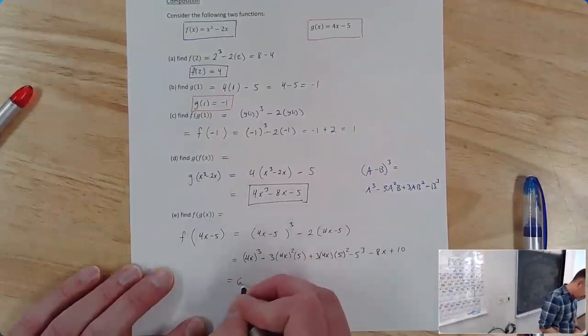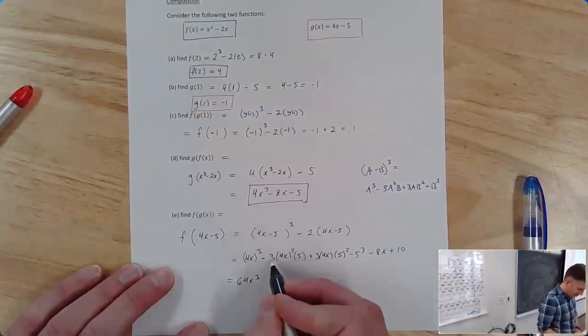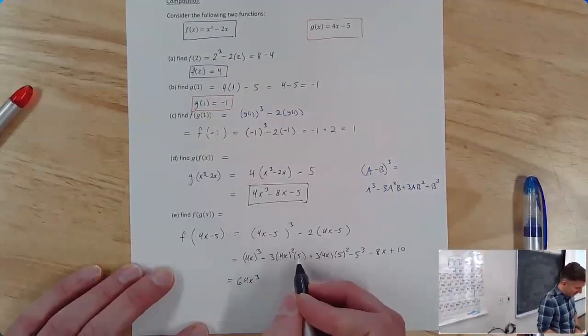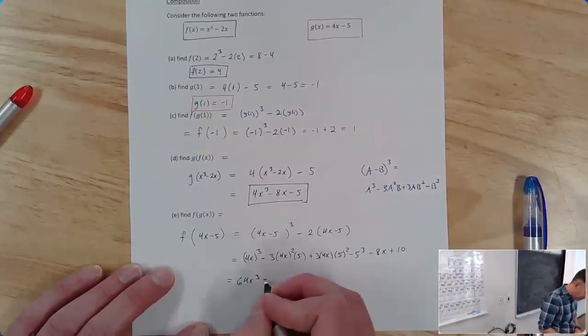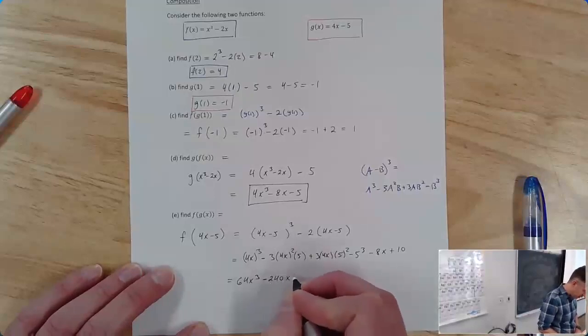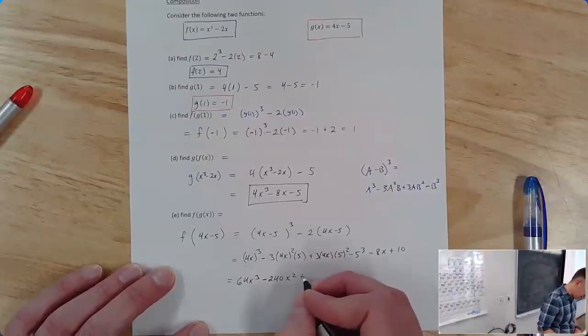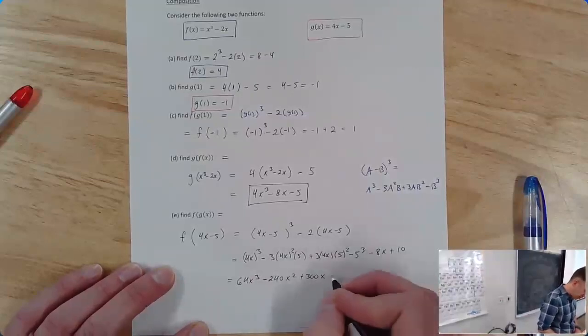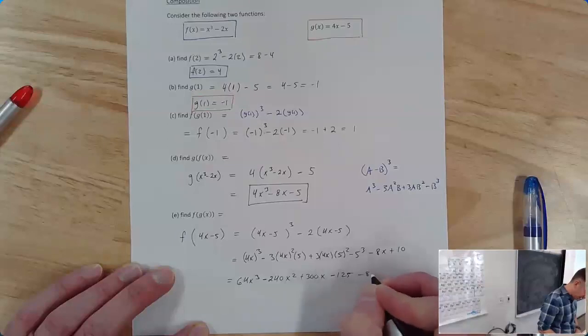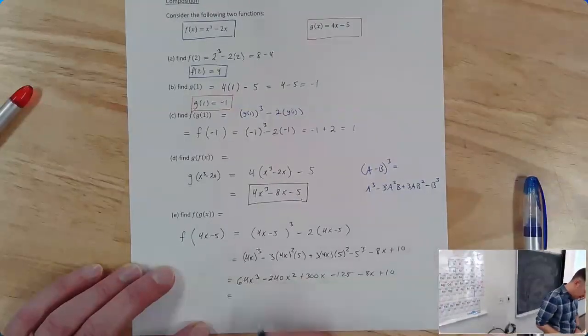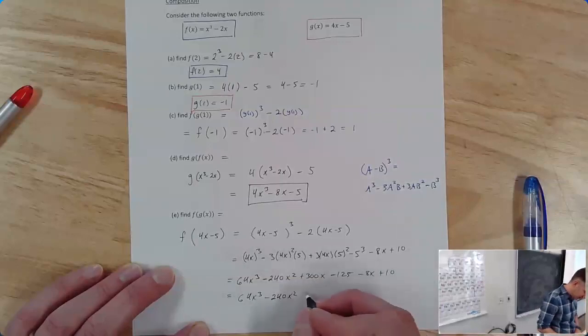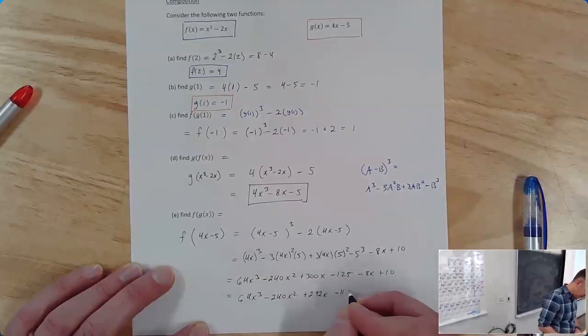4x cubed, 4 cubed is 64. 4 squared is 16. 16 times 5 is 80. 80 times 3 is 240. So you get minus 240x squared. And then 5 squared is 25. 25 times 4 is 100. 100 times 3 is 300. And then 5 cubed is 125. Minus 8x plus 10. And finally, combining like terms, we've got 64x cubed minus 240x squared. 300 minus 8 is 292x. And minus 125 plus 10 is minus 115.